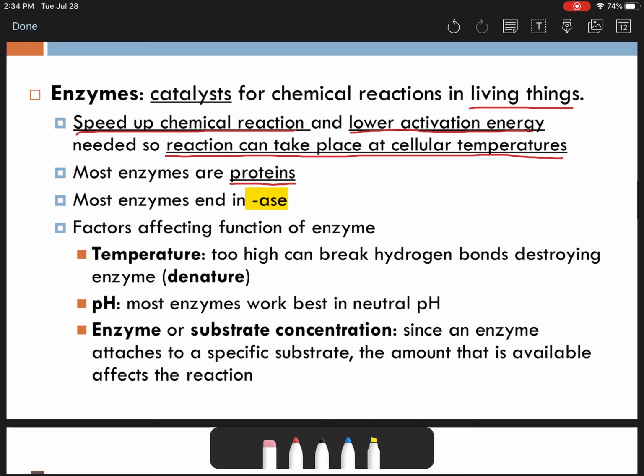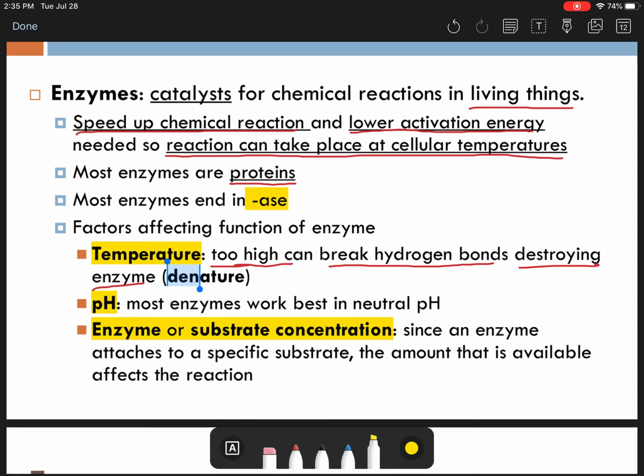Now, there are some things that can affect how well an enzyme works. Temperature is one of those things. pH is another, and then enzyme or substrate concentration, like how much of it is there. With temperature, too high of a temperature can break the hydrogen bonds and destroy the enzyme. We call that denaturing. We denature the protein, we denature the enzyme. And so obviously it won't work if it's all broken apart, it just doesn't function anymore.